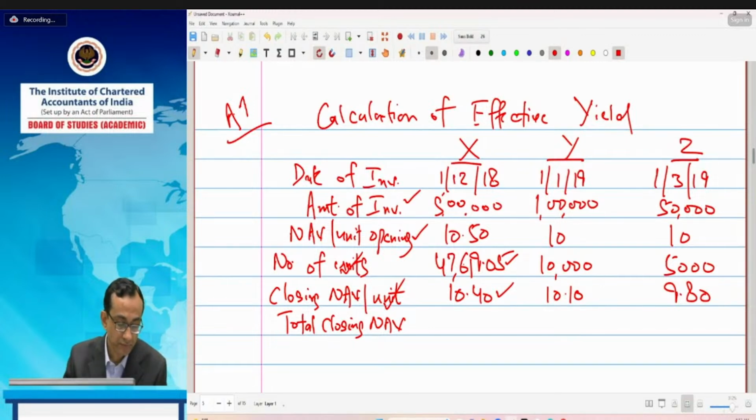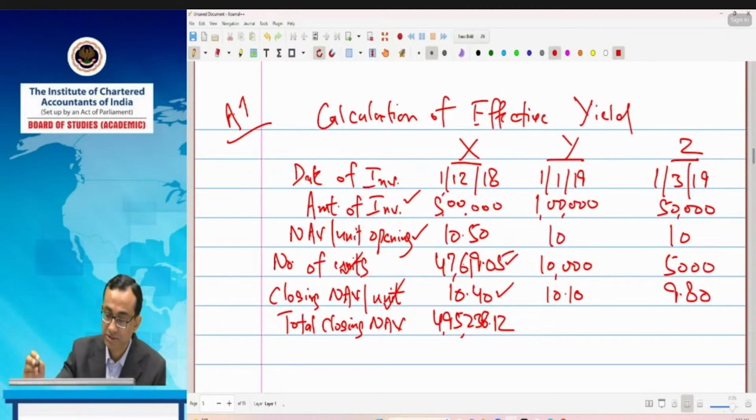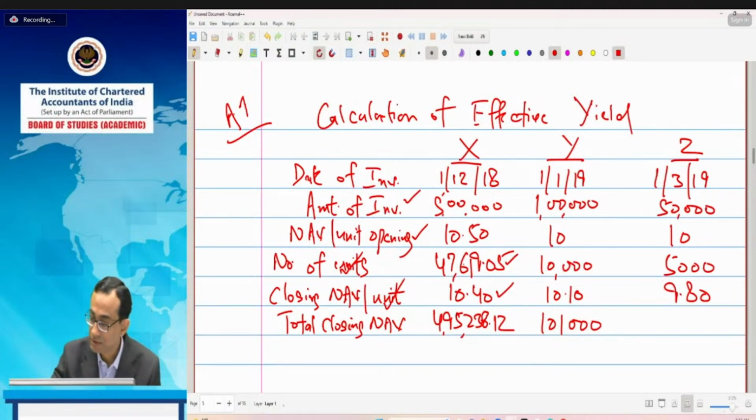So it will come to 495,238.12. So total closing NAV is 4,95,238.12. In the same way, total closing NAV of Y and Z will be calculated. Multiply the total number of units by the closing NAV per unit. So it will be 1,01,000 in the case of Y, and Z it will be 49,000.